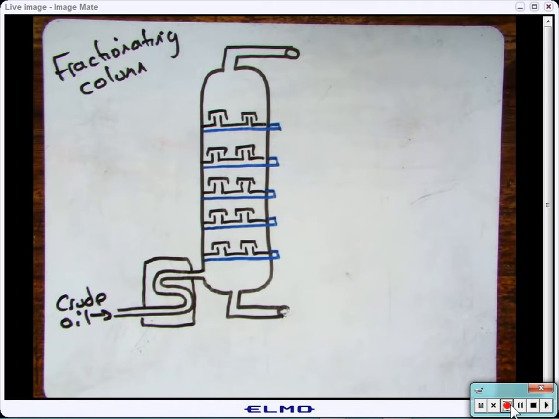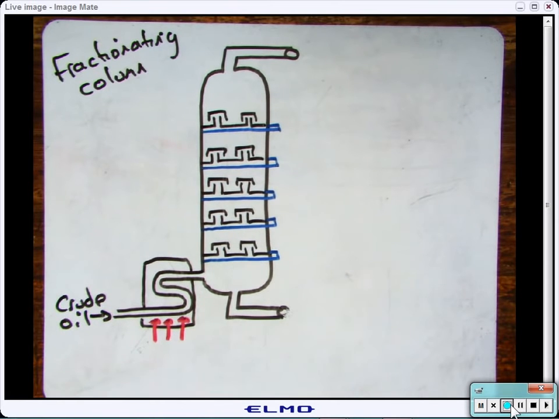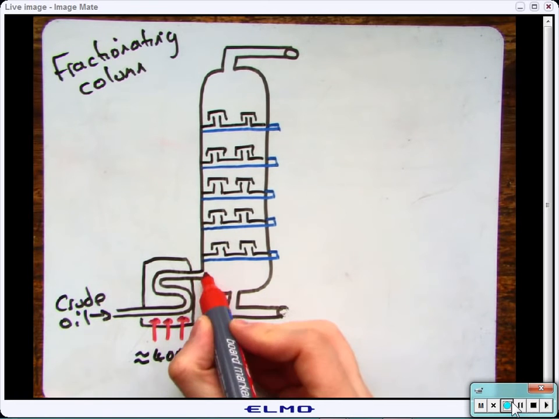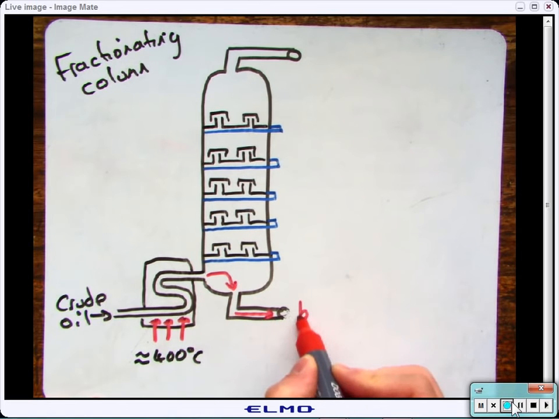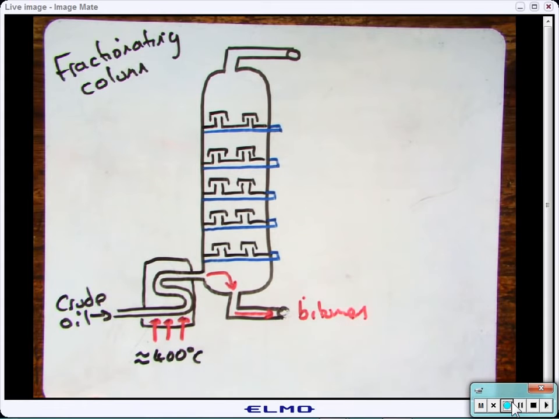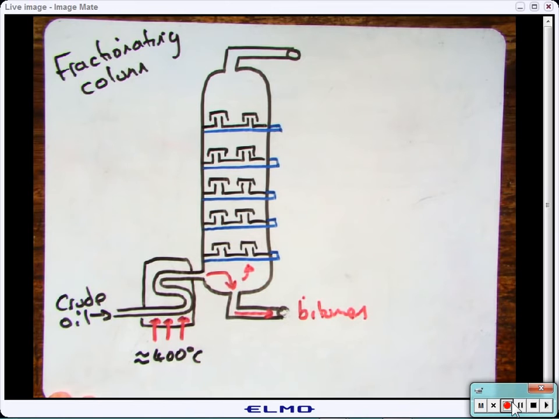It goes into there. Now it's vaporized in this chamber here, so with lots of heat we turn the crude oil into a gas. That's at about 400 degrees C. Now straight away your bitumen, your really thick stuff, won't vaporize. This will come out through here, remain as a liquid, and be collected at the bottom. The rest of it, however, because it's a gas, will start to move up the fractionating column.